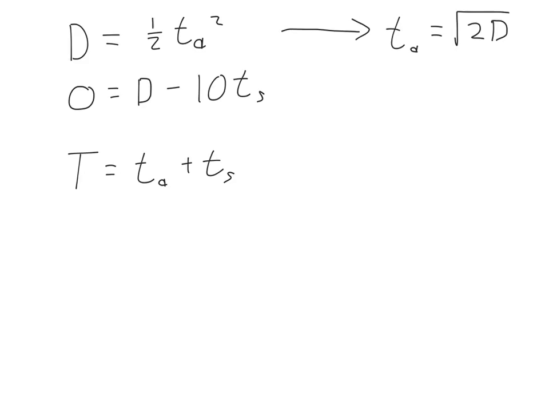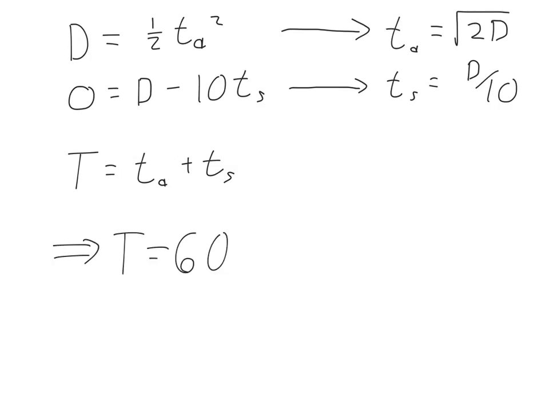And for the second equation, I can solve for t sub s there. T sub s is going to be just the distance divided by 10. Okay, so I can take that information now and plug it into this equation here. So the total time, which we know to be 60 seconds, as was given before, is equal to the square root of 2d plus d over 10.